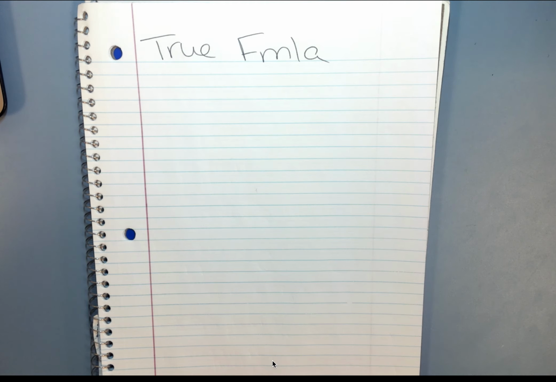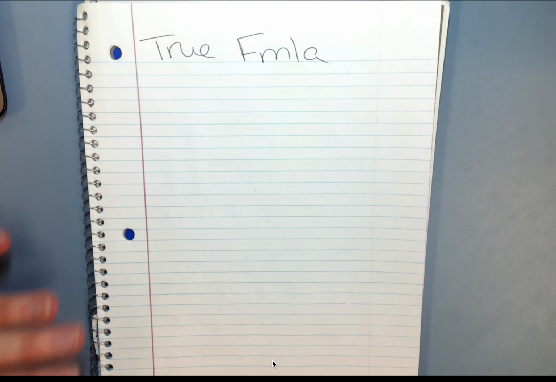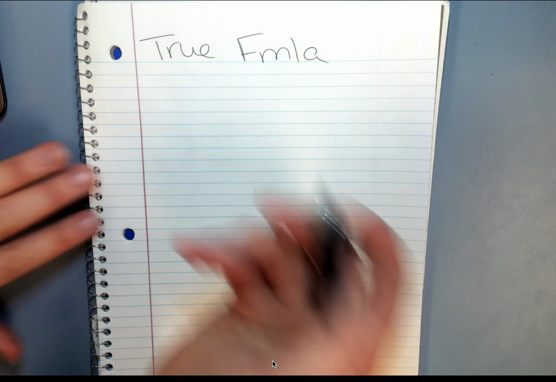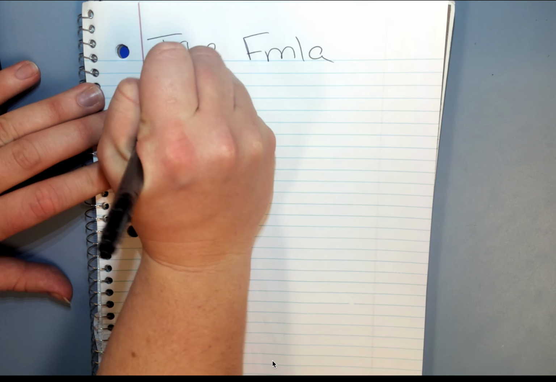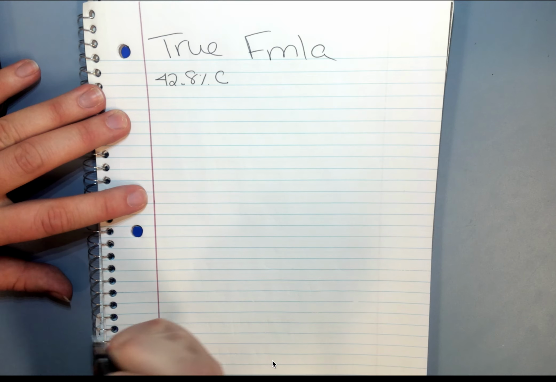We're going to talk about the molecular or the true formula. Now, this is where all of our pieces come together. So I'm going to do an example problem from this section. We're going to look at number 8. Number 8 says one of the oxides of carbon has a composition that is 42.8% carbon and the rest is oxygen.